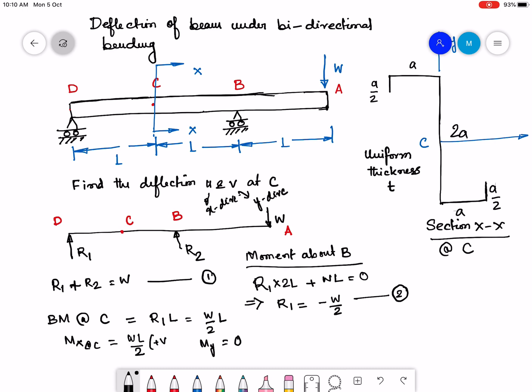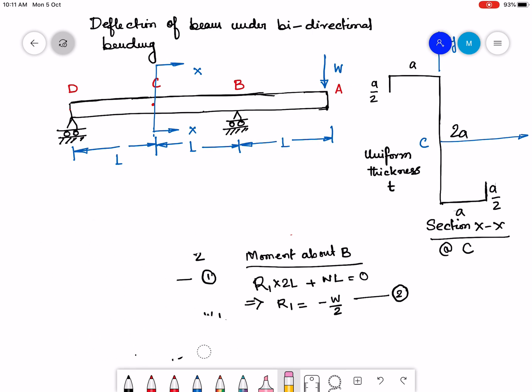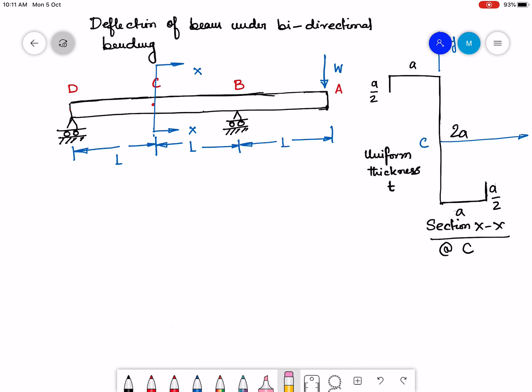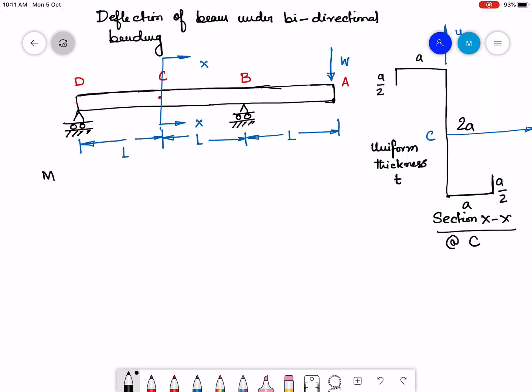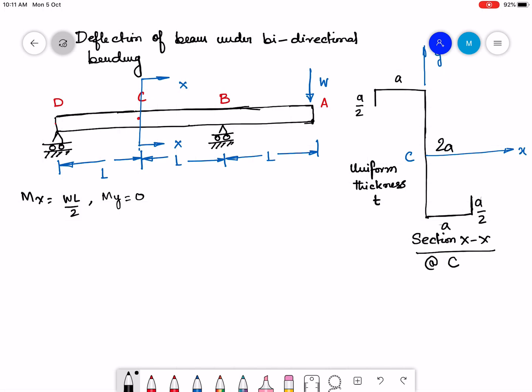So WL by 2 is a positive sign moment, because according to our sign convention, this Mx at C is going to be producing tension in the first quadrant of the cross section. So now my first job is done. I know that Mx is equal to WL by 2 and My is equal to 0. So let me just erase this part and go ahead with the rest of the problem. So this is the first step done.